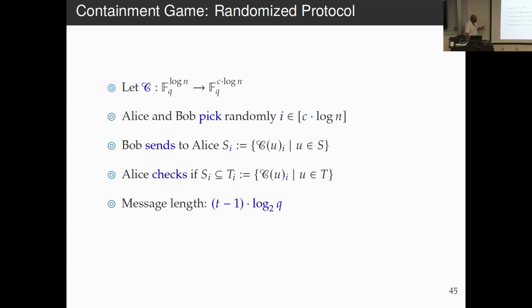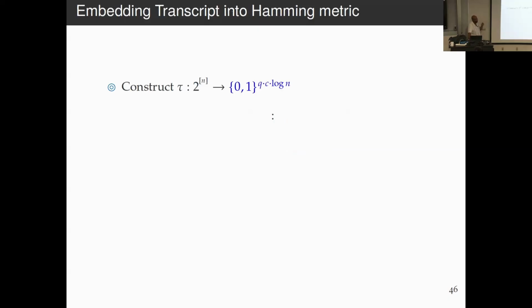So the message length is just T minus 1 log Q. So instead of sending log n, I'm sending log Q, like a hashed value. And then the soundness is the distance of the code. And if you use AG codes, you get the soundness approaching 0.